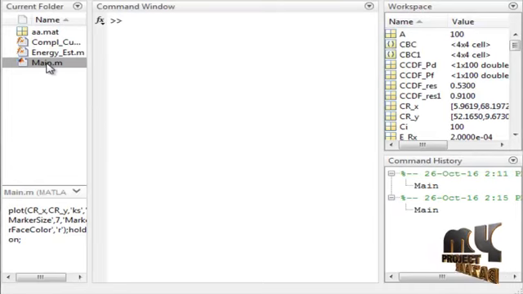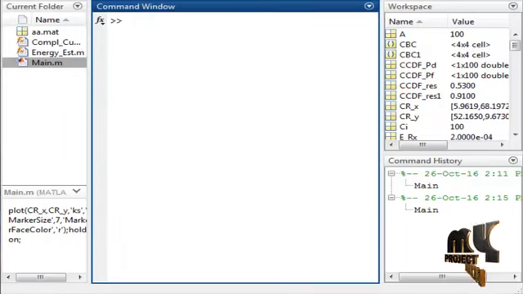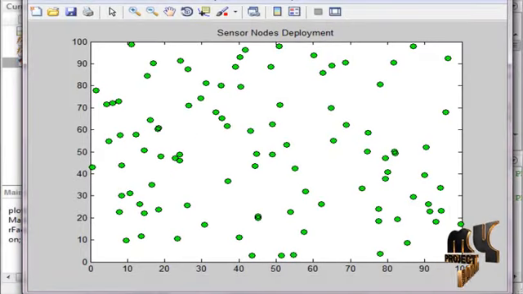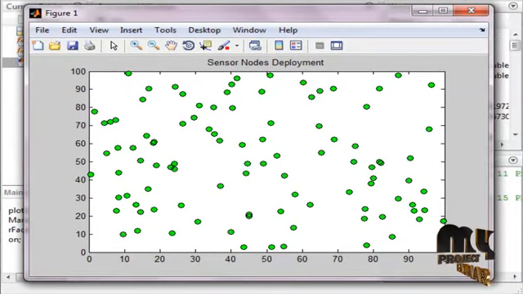Here we discuss the running procedure for the product. Click the main file and run. Under run, there are many outputs or displays. This is the first output. In this first output, there is a sensor node deployment.